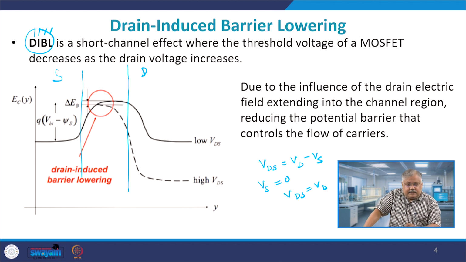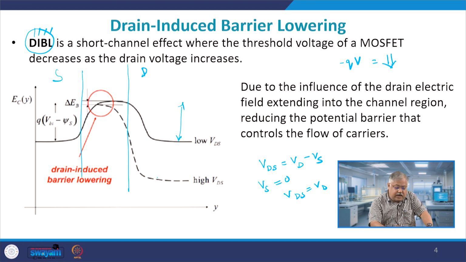If on the drain side you apply a positive bias, the electron energies will actually go down, because the energy is minus q times V, and therefore the energy levels will go down, correct. If you see the right hand side energy band diagram, this is the conduction band edge. At low VDS, this is the value; at high VDS it shows a much larger drop, which means the difference between the pre and post becomes very large.